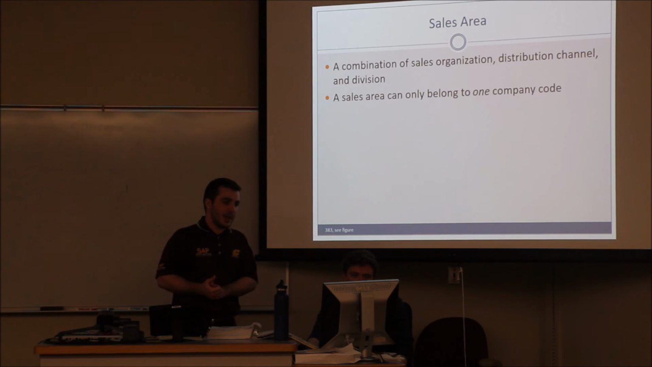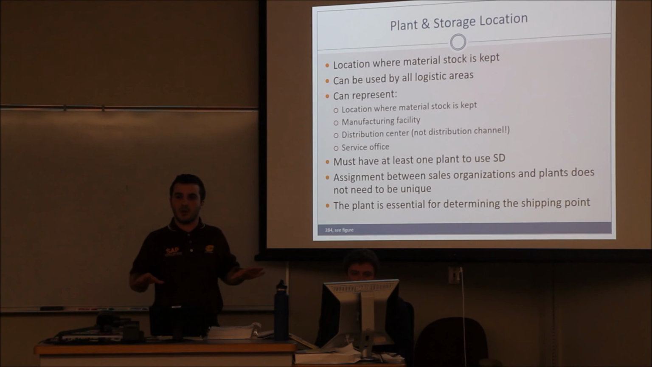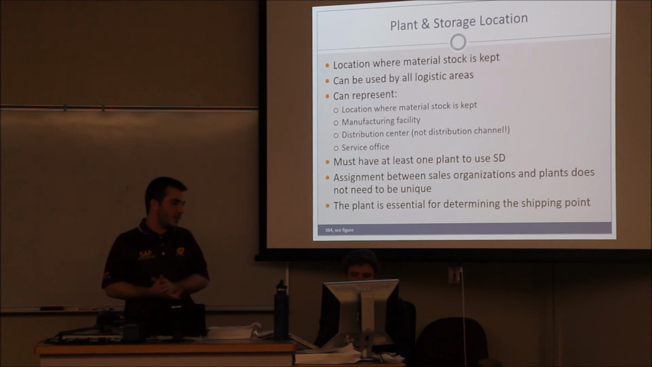Sales area is the combination of the sales org, the distribution channel, and the division. It's a central unit that is associated with sales and distribution. The sales area can only belong to one and only one company code. Each company code has its own sales area, and it's not at the client level where it's associated with multiple company codes. It's just one per company code.